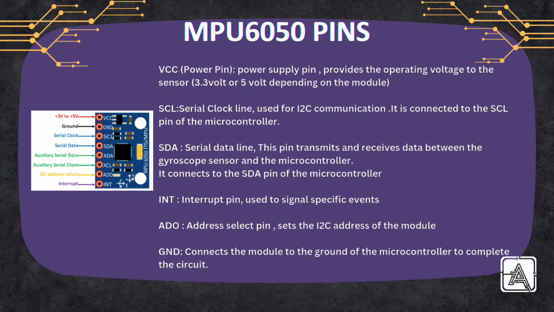SCL, serial clock line, used for I2C communication. It is connected to the SCL pin of the microcontroller. SDA, serial data line. This pin transmits and receives data between the gyroscope sensor and the microcontroller. It connects to the SDA pin of the microcontroller. INT, interrupt pin, used to signal specific events. AD0, address select pin, sets the I2C address of the module. GND, it is the ground pin, connects the module to the ground of the microcontroller to complete the circuit.